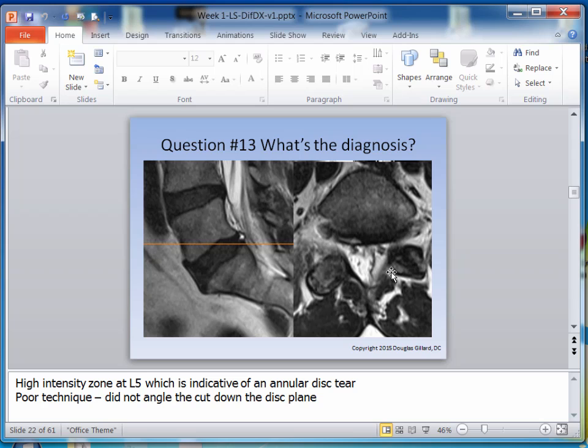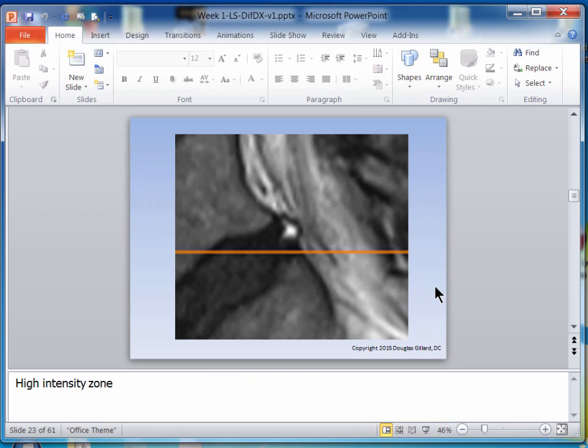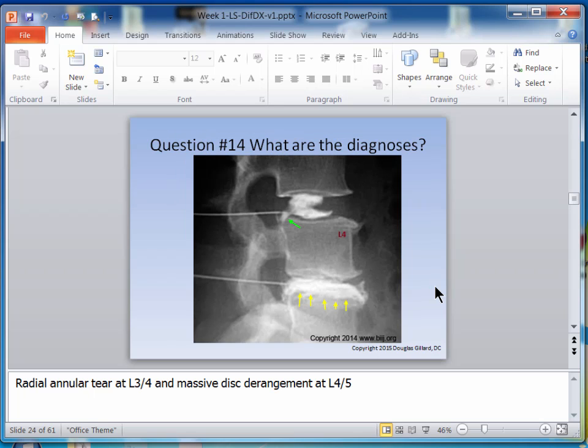Okay, promise I'm not going to go past 20 minutes. So HIZ sign, indication of an annular tear. You can see it right there. There it is again. That white thing is a pocket of swelling and inflammation.